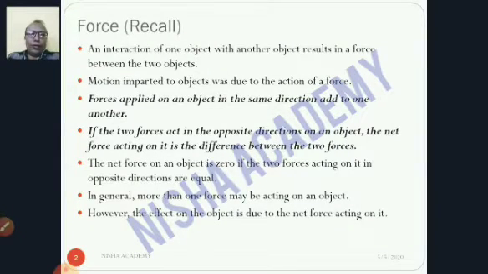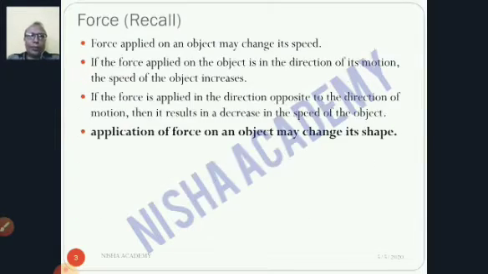Also, if two forces act in opposite directions on an object, the net force acting on it is the difference between the two forces. So, the net force on an object is zero if two forces acting on the object in opposite directions are equal. In general, more than one force may act on an object, but the effect on the object is due to the net force acting on it. So, this is the basics of force.